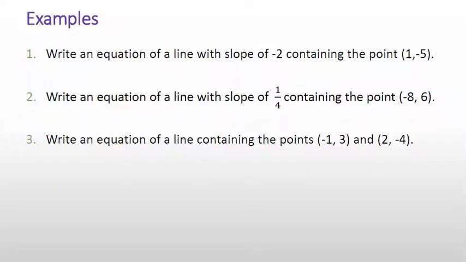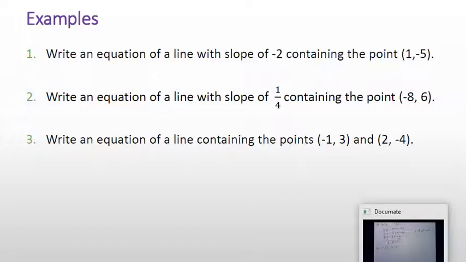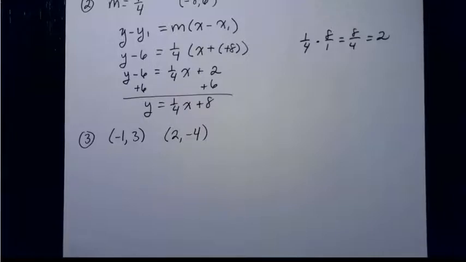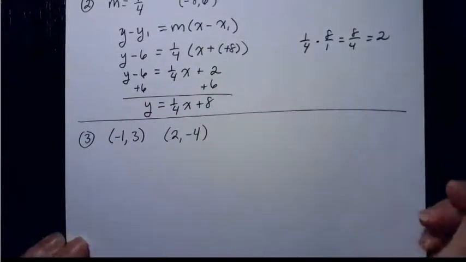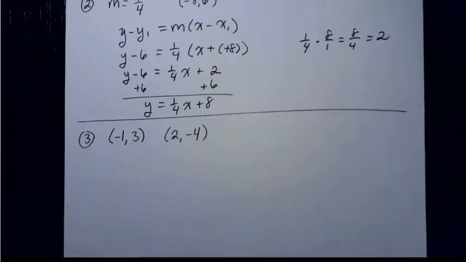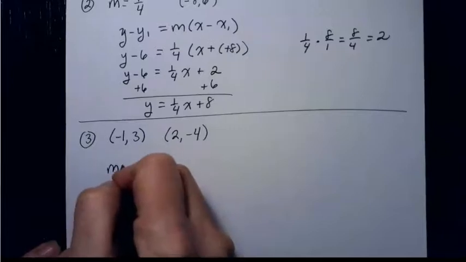Alright, and the last example we'll look at for this video: write an equation of a line containing the points -1, 3, and 2, -4. So here we're given 2 points. If we want to use point slope form, we need the slope. We don't have the slope directly, but we can find it because we have 2 points. So the first thing we'll have to do is find that slope using the slope formula.